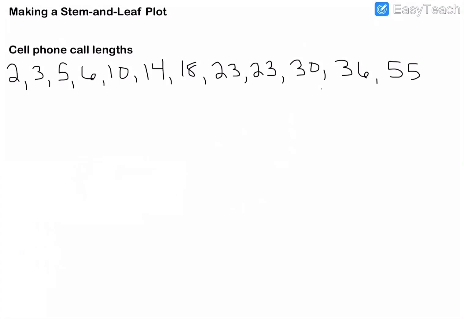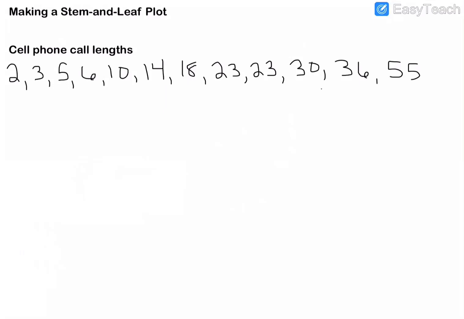Okay, so how do you make a stem and leaf plot? So we first looked at how we can read one. Now let's make one of our own. Okay, so the first thing you do is we're looking at this data value table, and we have cell phone call lengths. So it's very important that when you're making graphs or representations of data that you always title it. So when somebody is looking at it, they know what they're looking at.